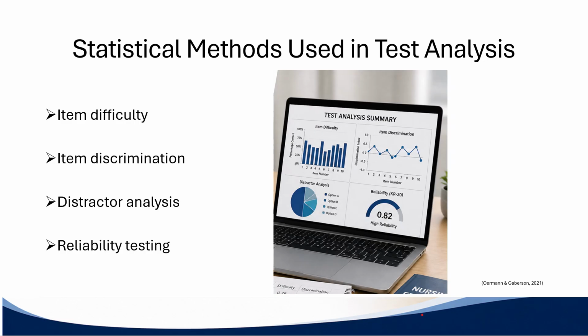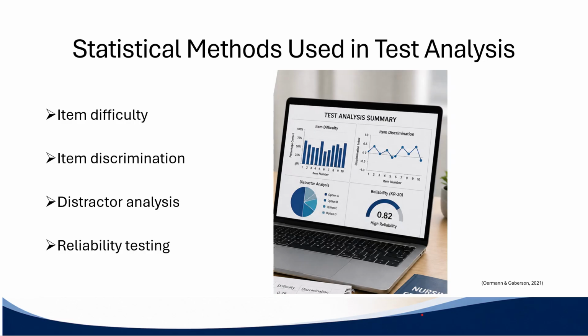Item difficulty looks at how many students answered a question correctly. This data shows the difficulty index, which is called the p-value. This represents the percentage of students who got the question correct. That value is from 0 to 1, with 0 being too difficult and 1 being too easy. The goal is for the question to score somewhere in the middle.